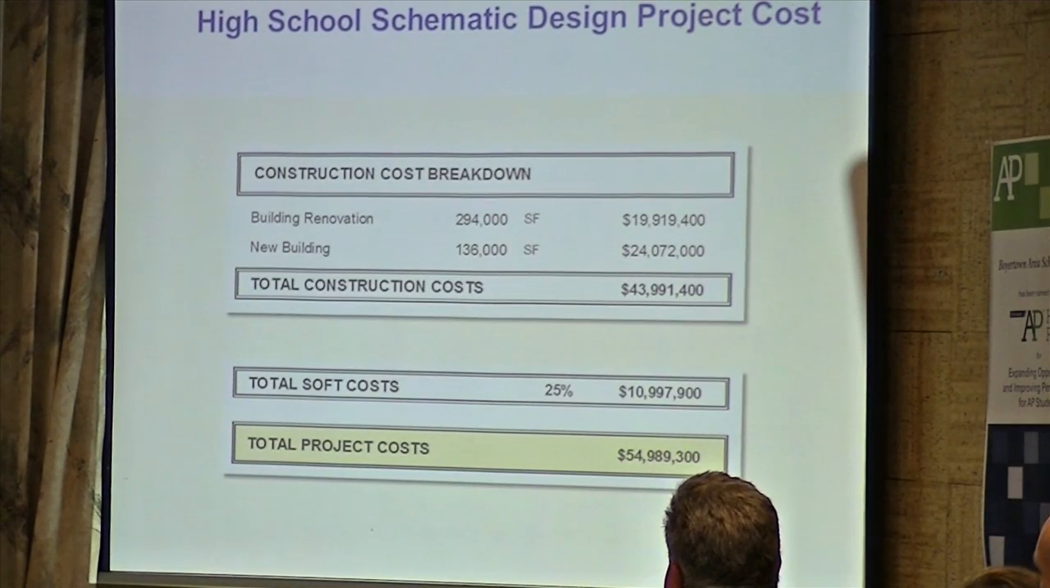So this is the high school schematic design project cost. And this is the building renovation cost, and this is the new construction cost. On top of that, we're looking at about $44 million in construction costs. And then just to review, we also have soft costs included in the project, which include fixtures and equipment, fees, permits, construction supervision, construction management fees, and architect fees. What we had looked at from the beginning of the project was a total project cost, including all the soft costs, furniture, equipment, technology, everything, of $55 million.